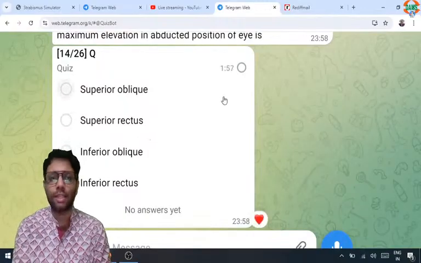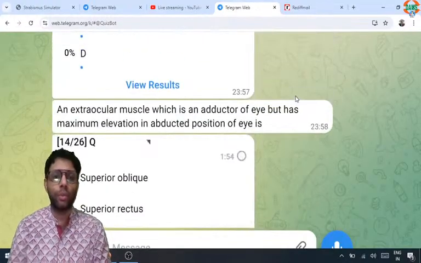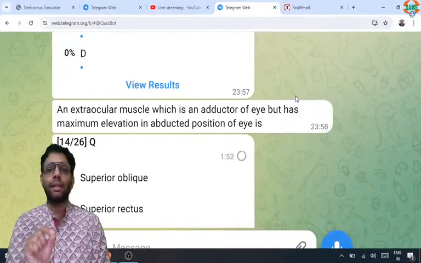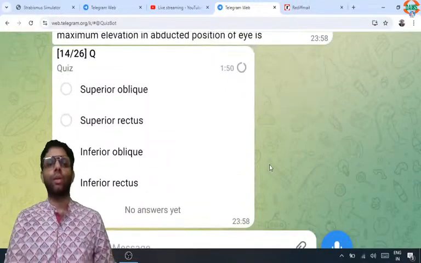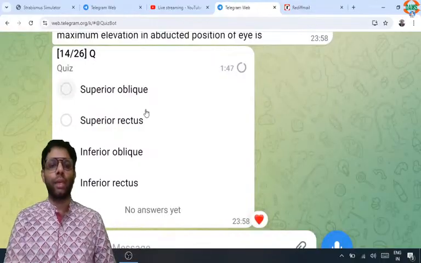No, Yash, answer is NF. Now one squint question: the extraocular muscle which is the adductor of the eye. Theoretical adductors, let us rule out. Obliques are abductors, so A and C are ruled out.